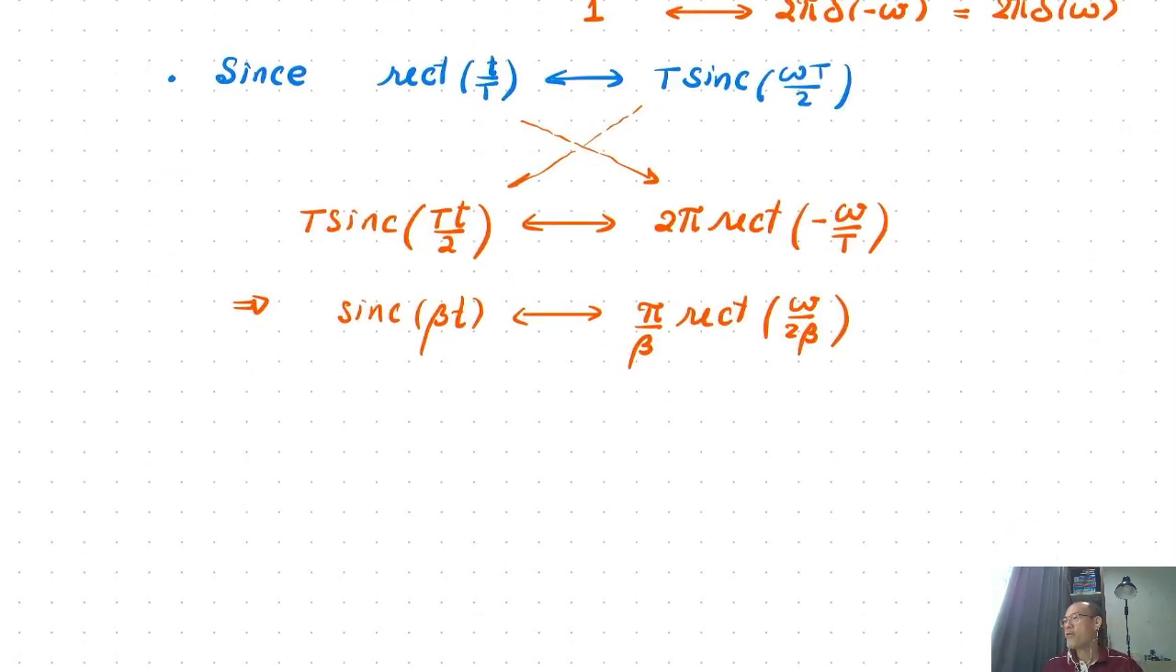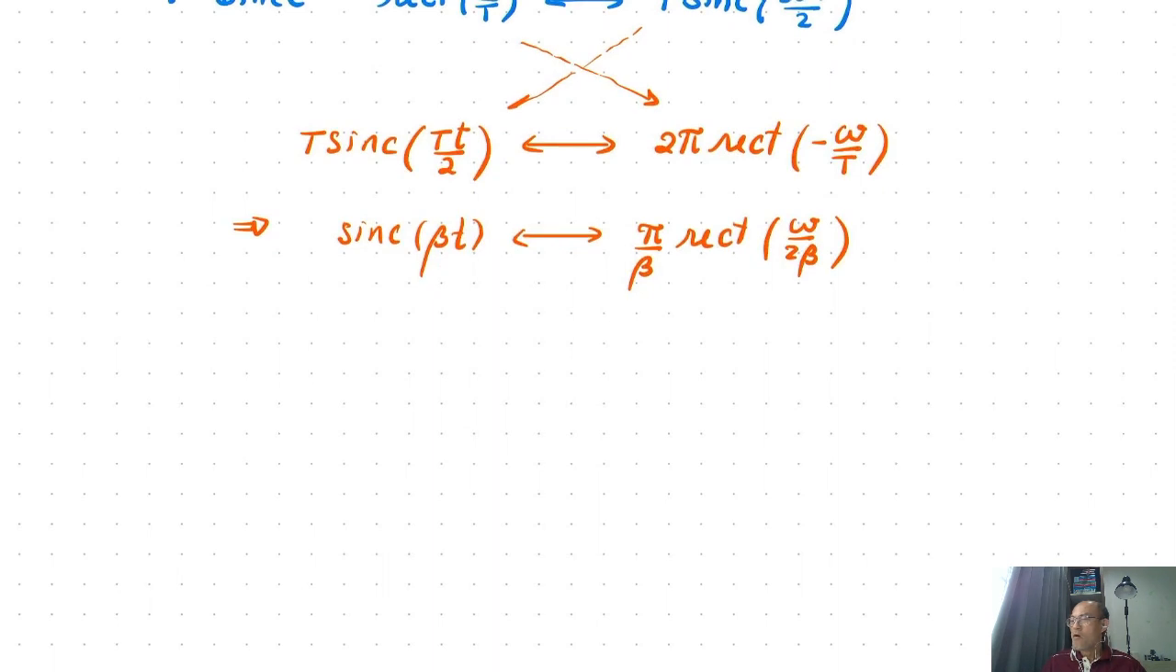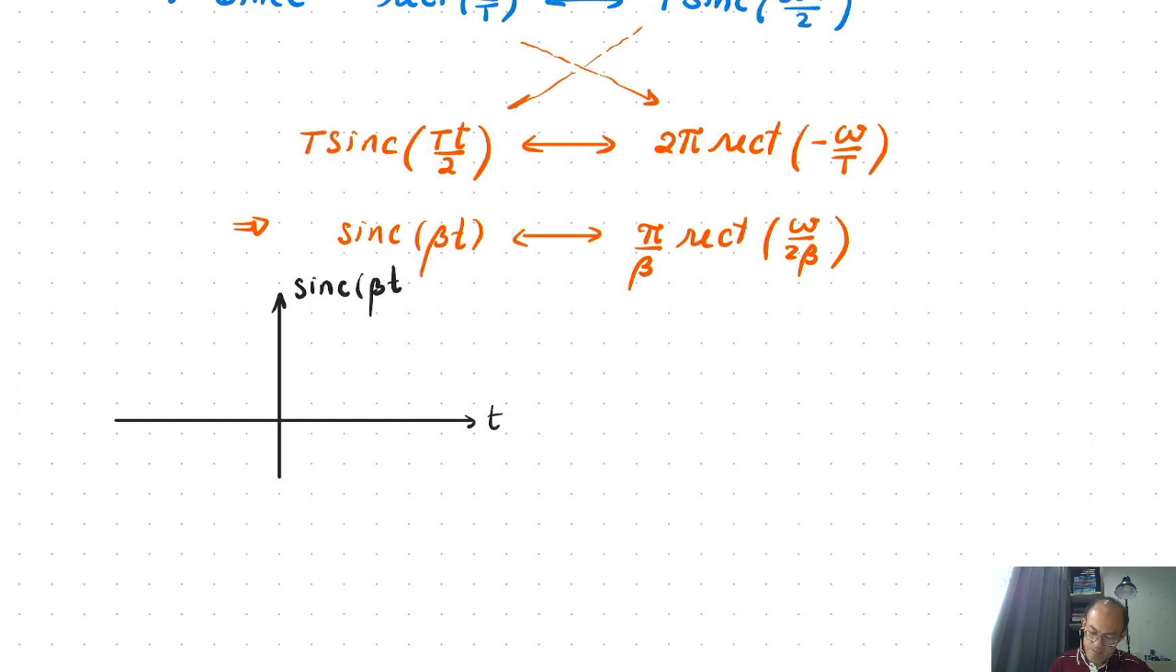All right, and this is very useful. Okay, now let's do some plotting here. We had the sinc signal in the time domain. So this is sinc beta t. Now sinc of beta t has a graph that looks similar to this. This is the shape of a sinc signal.